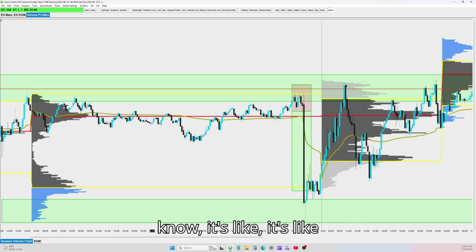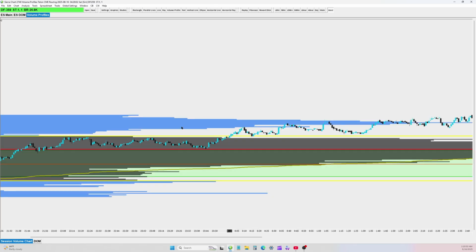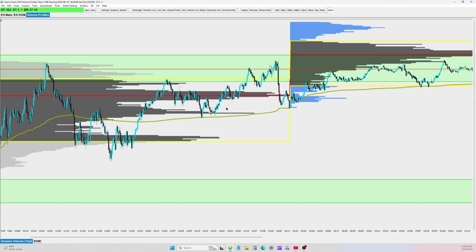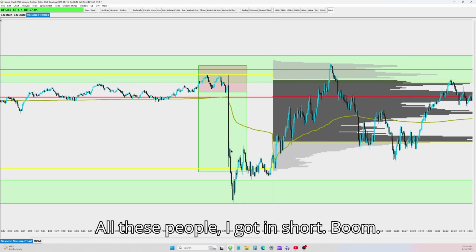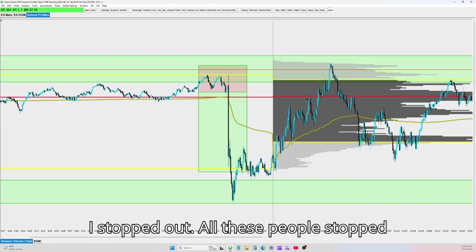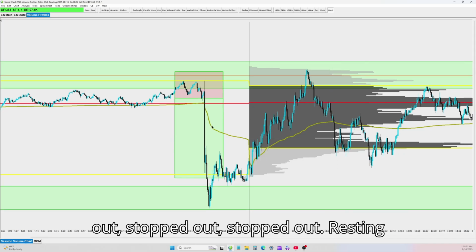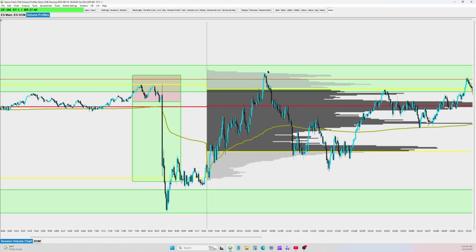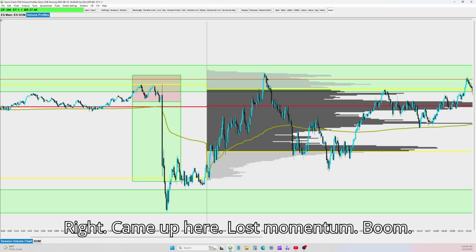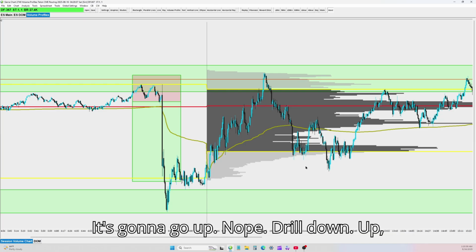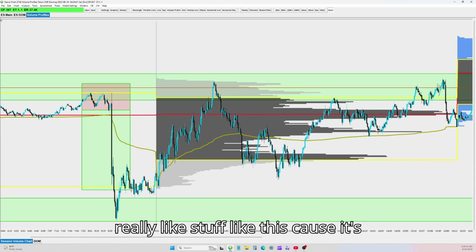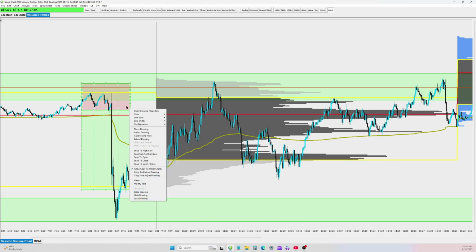You know? It's like that, where people that got in there, all these people that got in short, boom, stopped out. All these people stopped out. Resting orders, all kinds of stuff. Came up here, lost momentum, boom, started to drill down, drill down. It's gonna go up, nope, drill down, up, down, drill down. This was clean. I really like stuff like this because it's moving, you know. This big industry stuff.